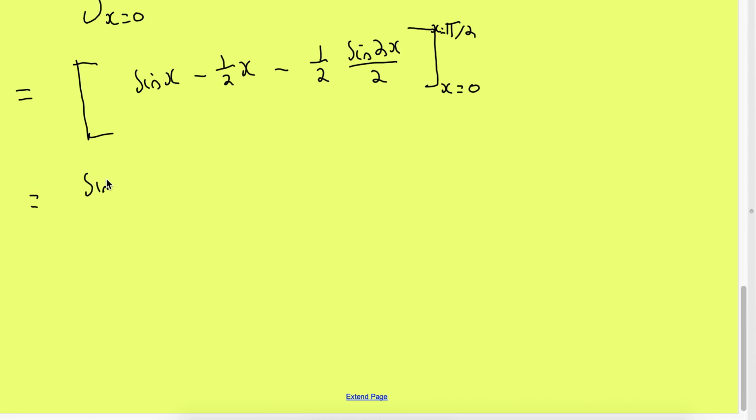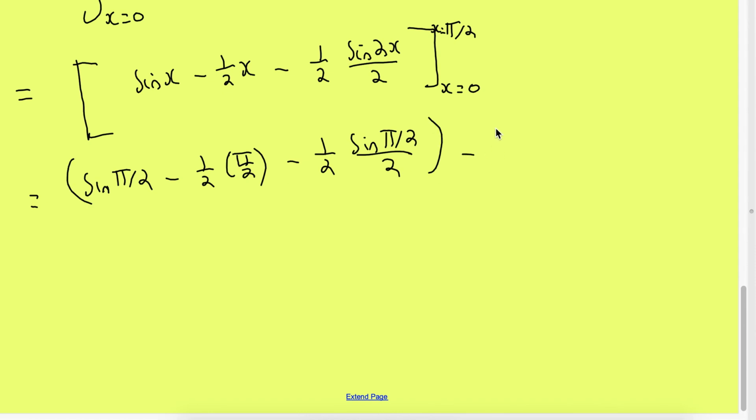So that gives me sine pi by 2, take away a half times pi by 2, take away a half sine pi by 2 over 2. I could have simplified that down, right? Take away sine 0, take away a half times 0, take away a half sine 0 over 2, right? So calculate it.